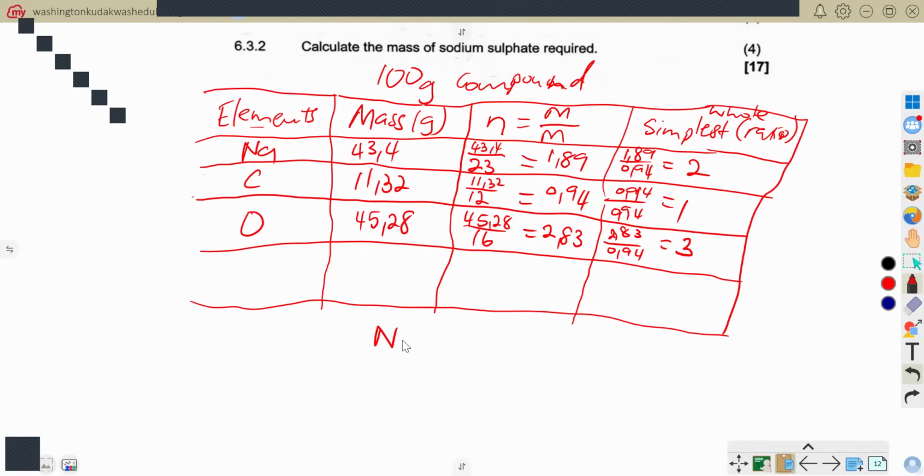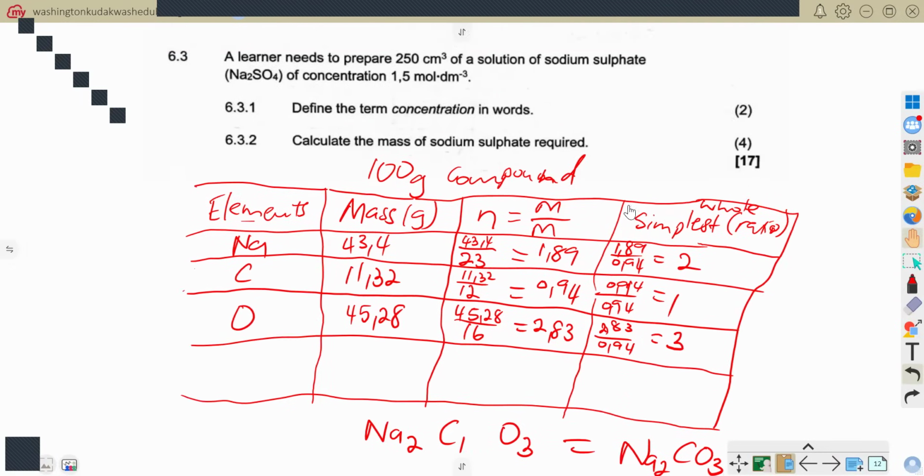Now the empirical formula, you just need to write these in terms of their simplest ratio. So you would see that here I've got 2, and there I've got 1, there I've got 3. So the empirical formula would just come to say Na2CO3. That was the empirical formula that you were looking for.